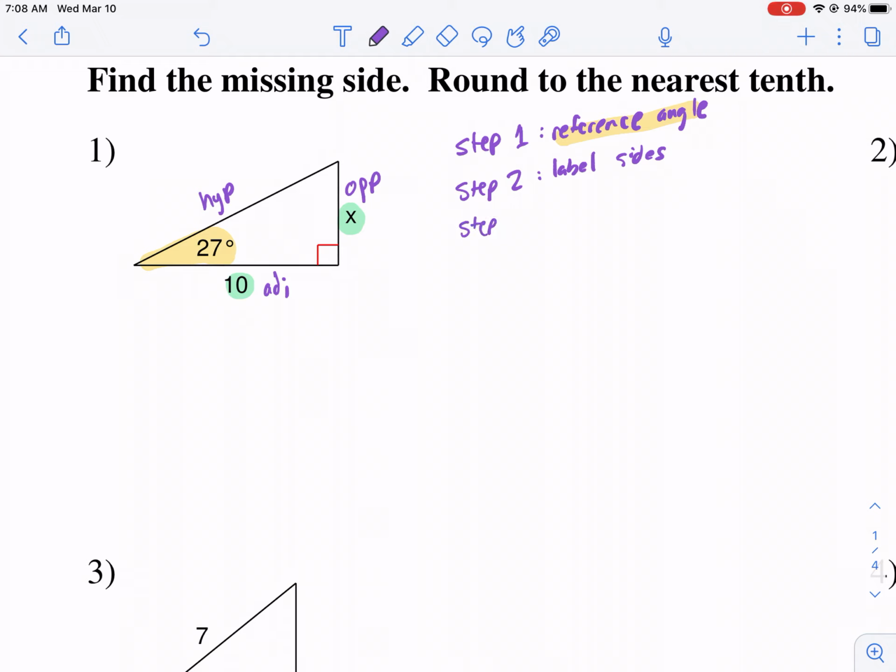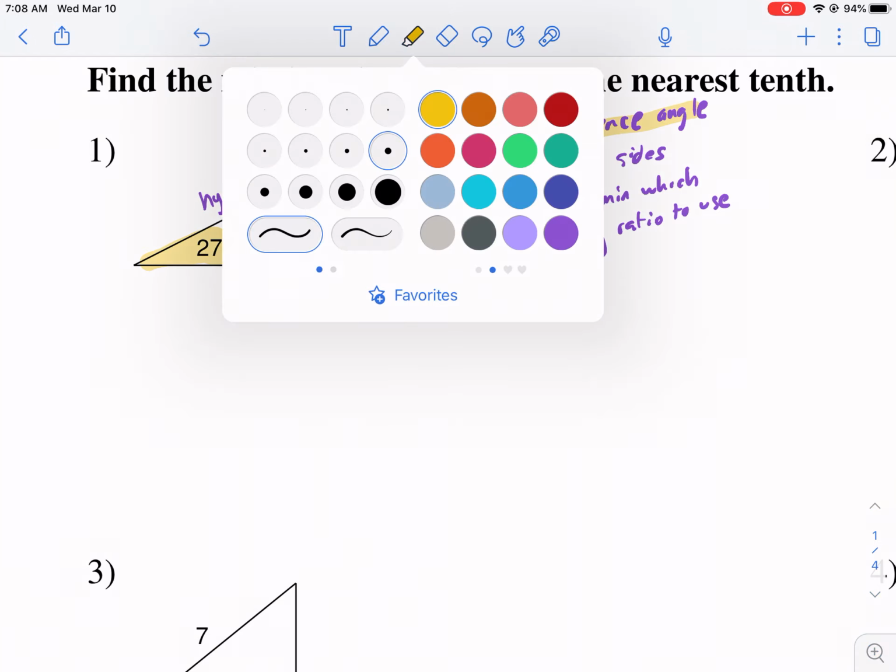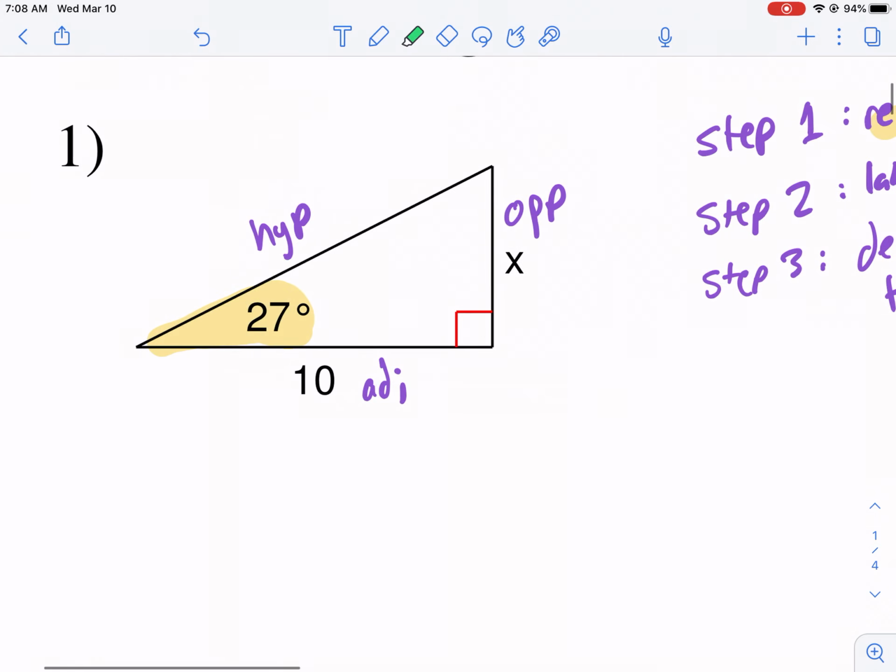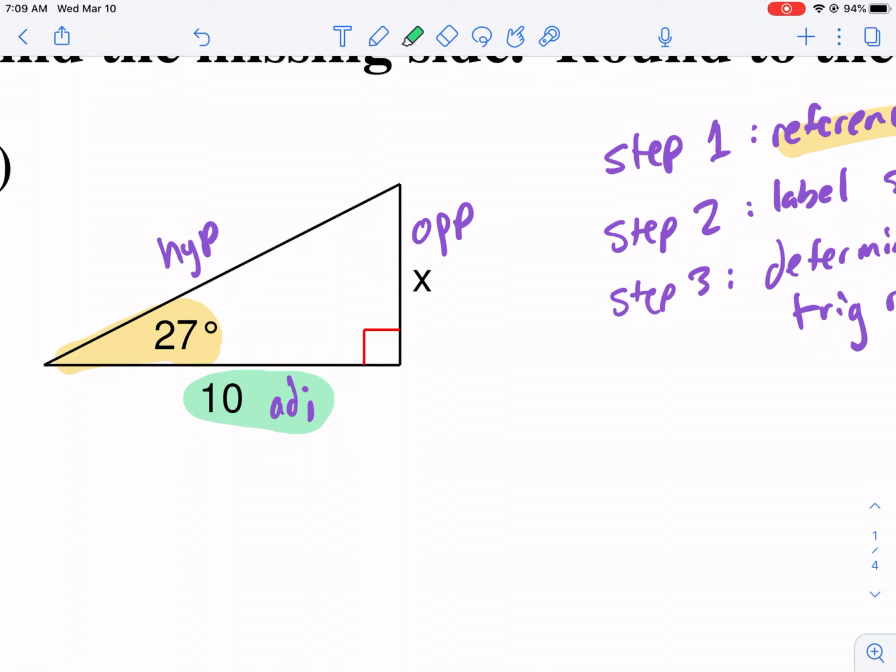Step three. This is probably the toughest part. We have to determine which trig ratio to use. Now, what do I mean by that? Well, we have some of the sides given and some that we're looking for. What do we have given? We know the adjacent side, this one right here, is 10. So we have that as a given. The hypotenuse, we don't really care about. We don't have information on it, nor do we want to find information on it. So we're going to ignore the hypotenuse for now. Just keep that in mind. And then lastly, we're looking for the opposite side. So the opposite side is important to us.